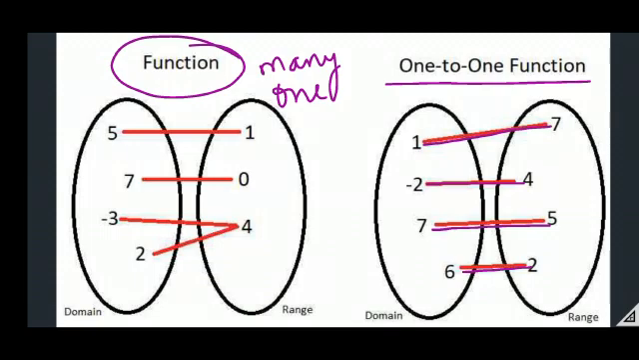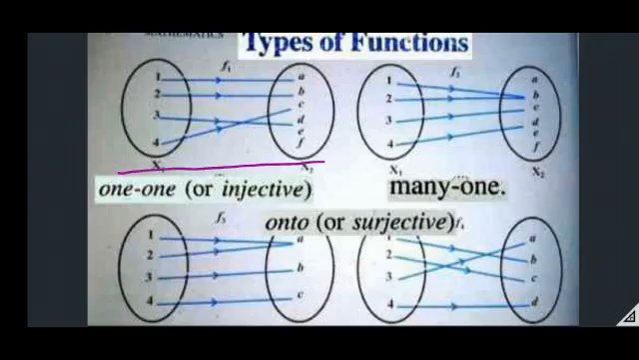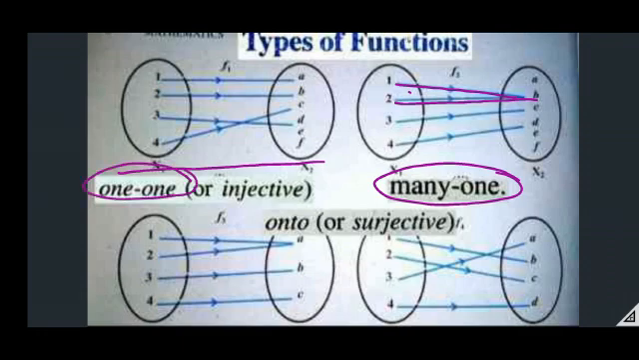Now, onto function. Okay, now just see here. One-one, just now I have explained that every one element is related to one. Many-one also we just saw. So here 1 is related to B and 2 is also related to B, so from many to one. It is called a many-one. Here one to one, so it is called a one-one.